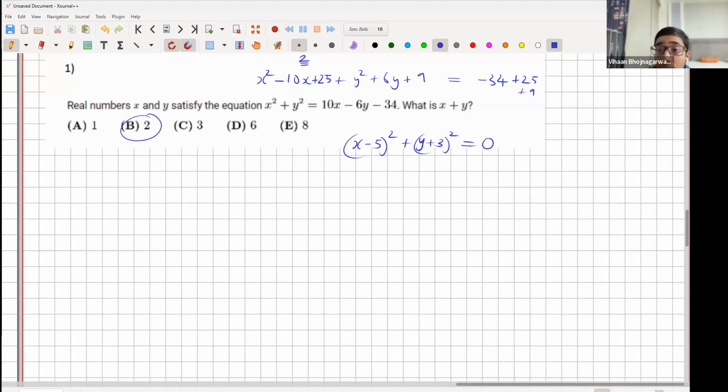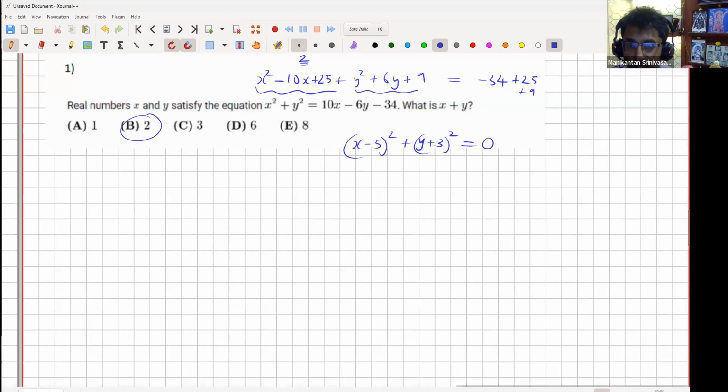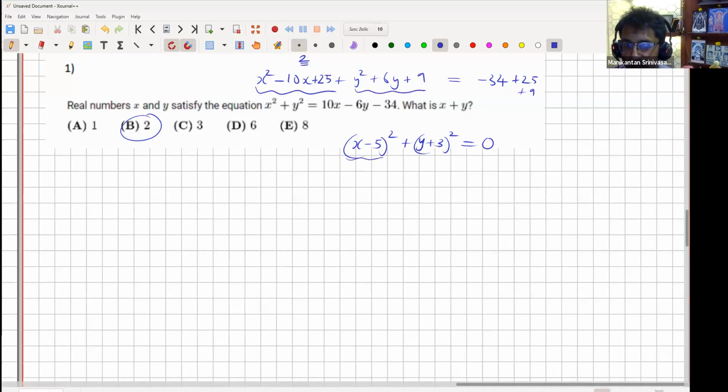So basically you have to open the bracket. Why do you have to open the bracket? In fact, we completed the square so that we can write it in this form. And what is the advantage of writing in this form?